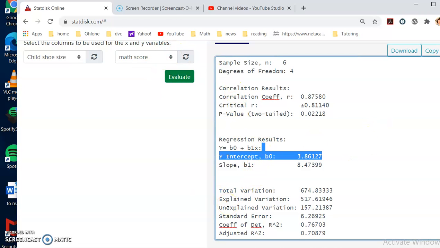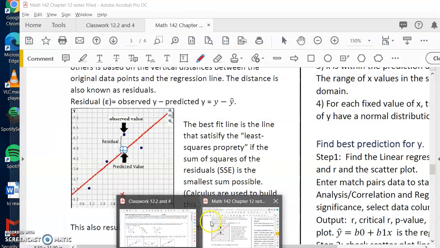So what you do is you copy down B0, which is here. The first number is 3.861. And then B1 is 8.474. Round to 3 decimal places in all these. And then the third one that you want to copy down is the one that I skipped, the coefficient of determination, R square, 0.767. So these are the 3 things that are useful. So let's go back to our notes.